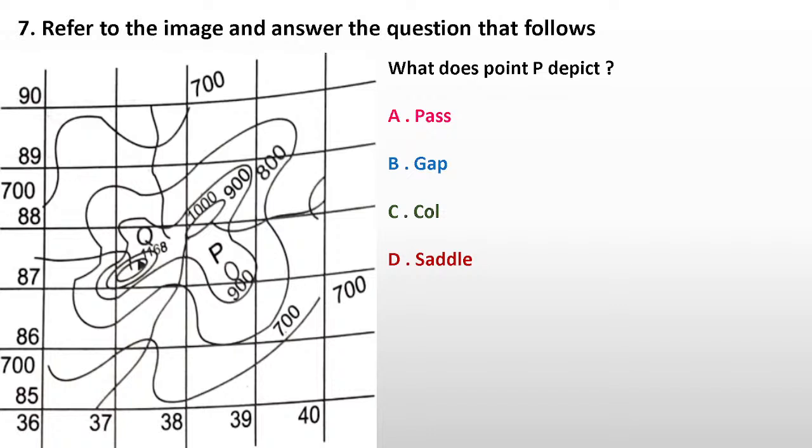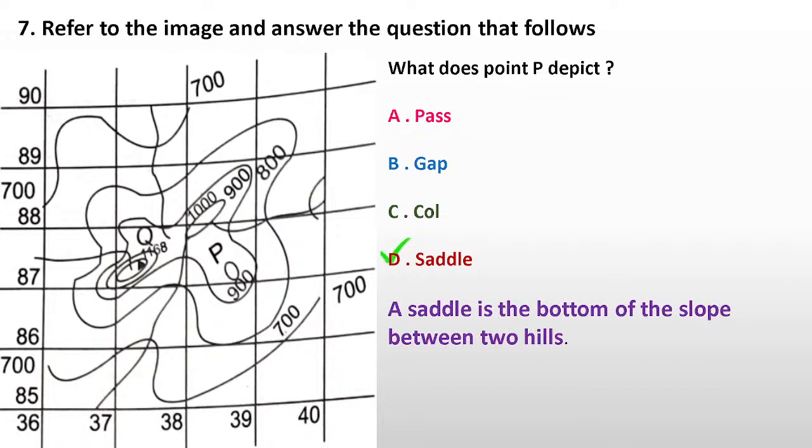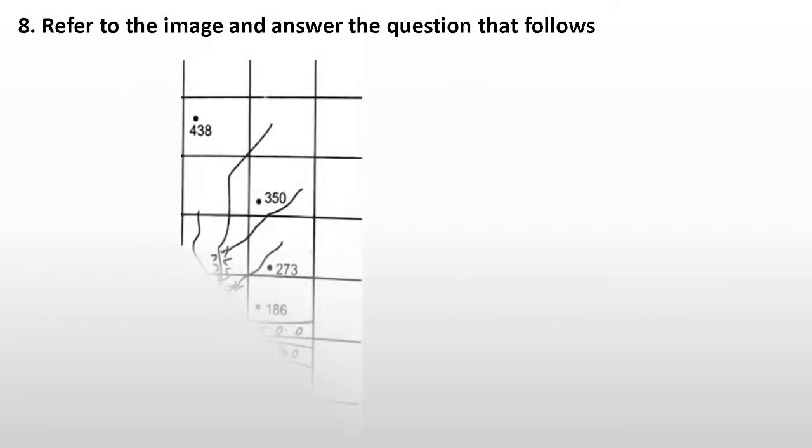And the correct answer for this question is D. The point P depicts a saddle. A saddle is the bottom of the slope between two hills. Remember that. Now, going to the next question, number 8.